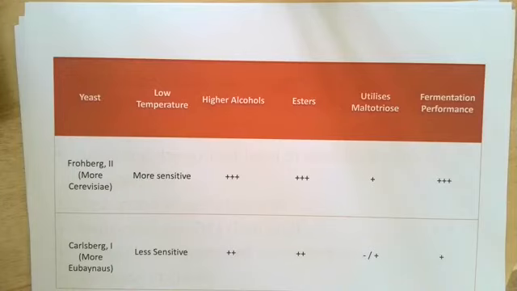Now, the Carlsberg strain, which is more eubayanus, is less sensitive to low temperature, so it's quite happy at low temperatures and it doesn't really mind. It also produces less higher alcohols and less esters, but some of the strains don't utilize maltotriose, which isn't a very useful characteristic of a brewing yeast strain. It's also nowhere near as good at fermentation, and it's probably because of this that the Carlsberg strain has almost died out in industrial brewing. Most industrial breweries use the Frohberg strain, which is more sensitive to low temperature, but has a much higher fermentation performance.